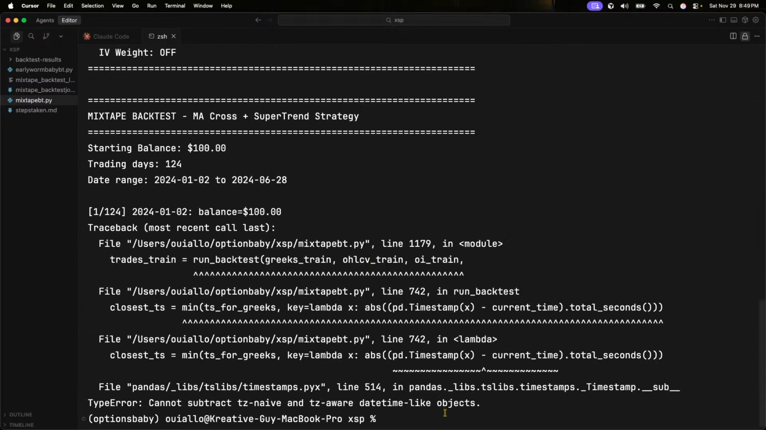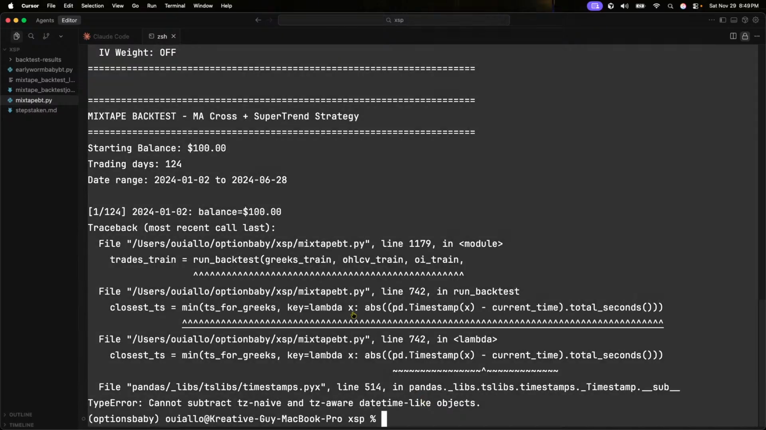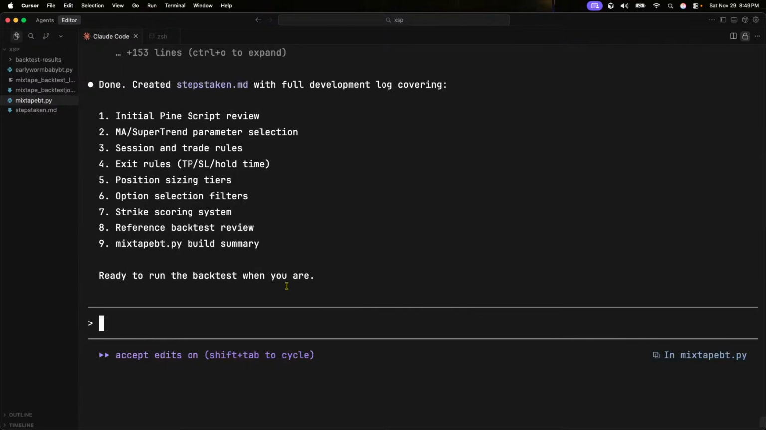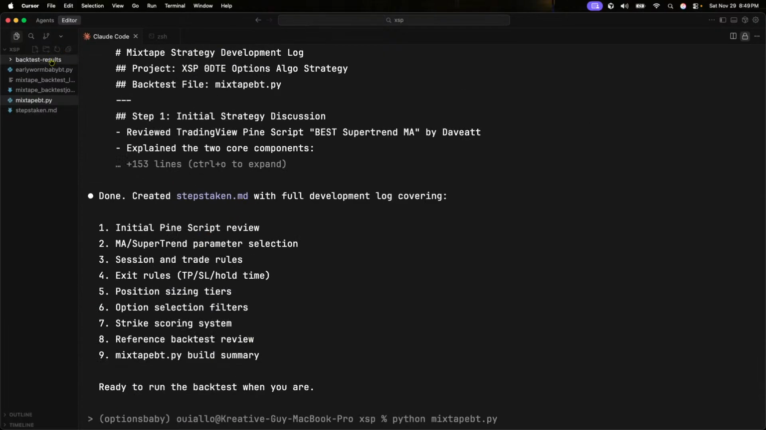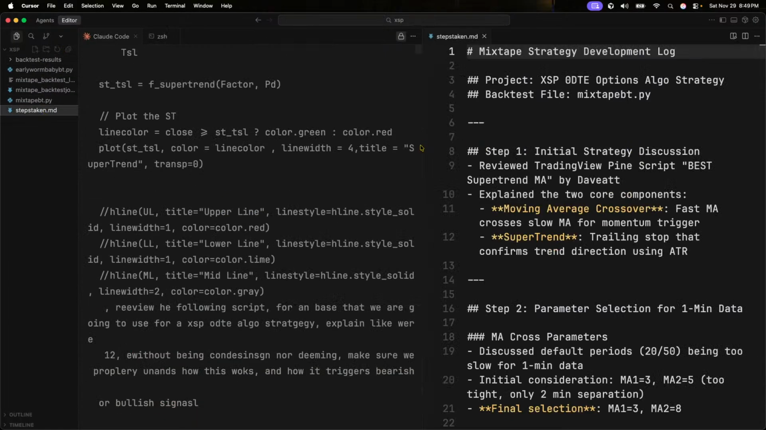Here we go. Oh, crap. It was just about to run. Then it spazzed out. Review and let's fix the issue. All right, let's go look at the steps taken real quick while it's fixing that.